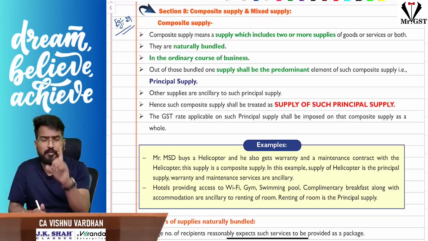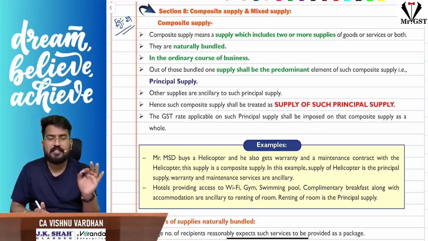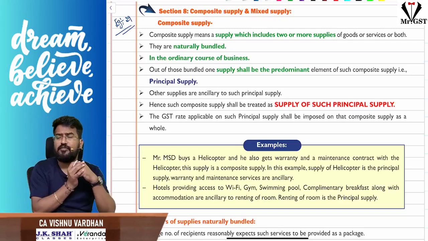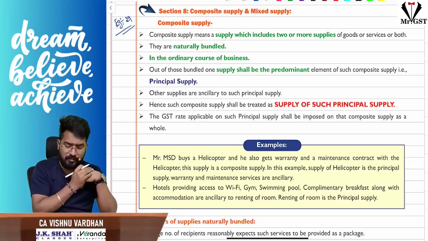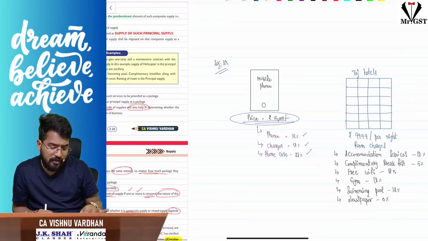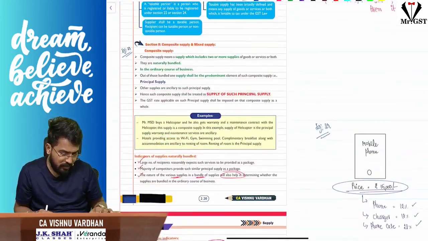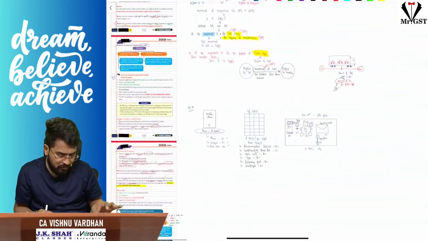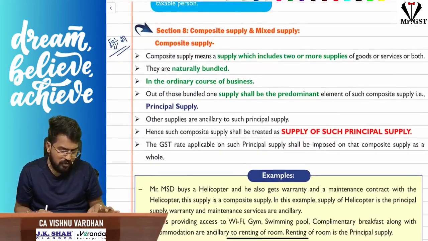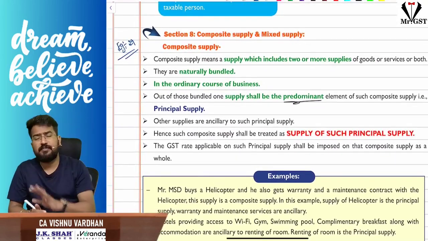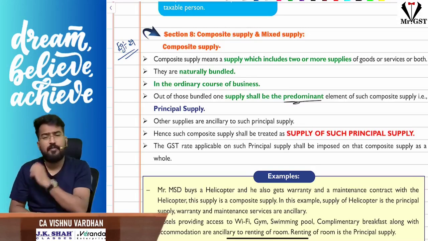Sir, it depends purely on one fundamental question: whether these supplies are naturally bundled in the ordinary course of business or not. If they are naturally bundled in the ordinary course of business, obviously then it is called composite supply. Whatever the principal supply, that is the predominant supply in that bundle, will be treated as the principal supply. The whole transaction will be treated as supply of such principal supply. Whatever GST provisions are applicable for that principal supply will be applicable for the entire transaction.